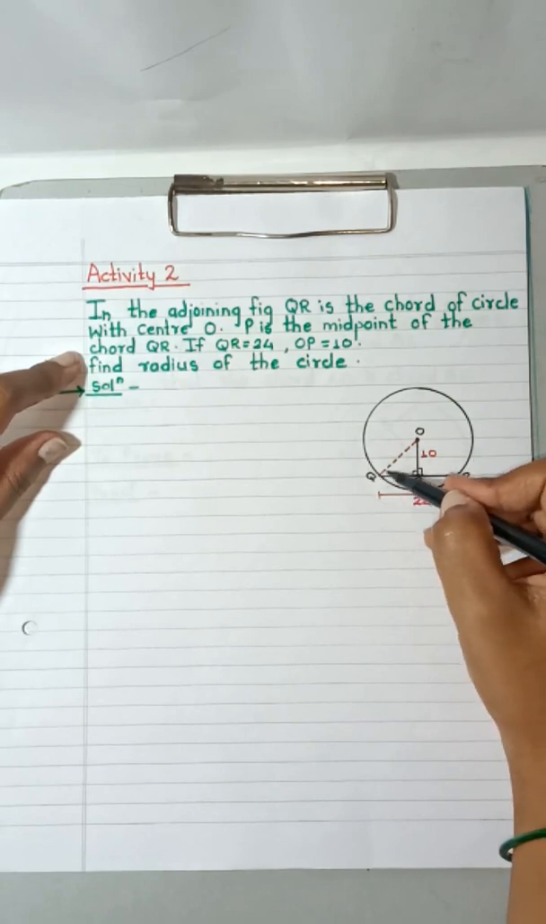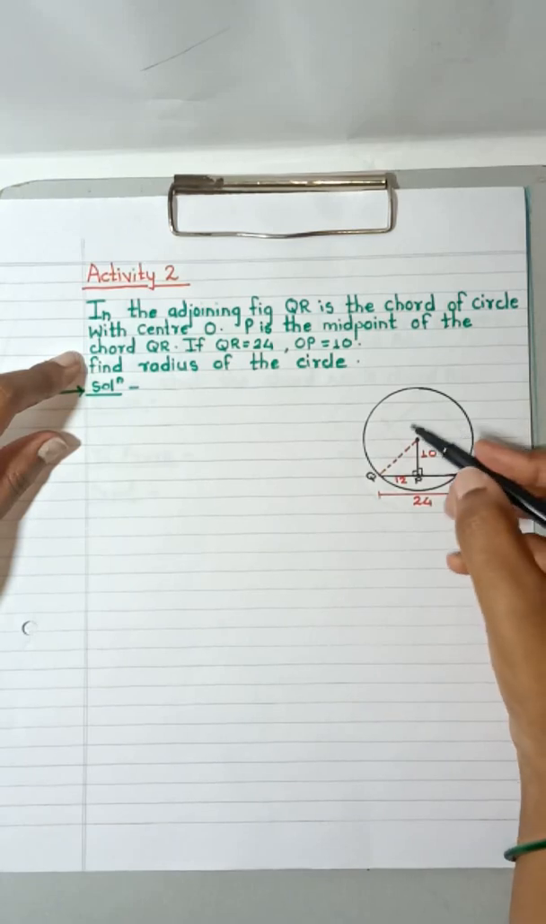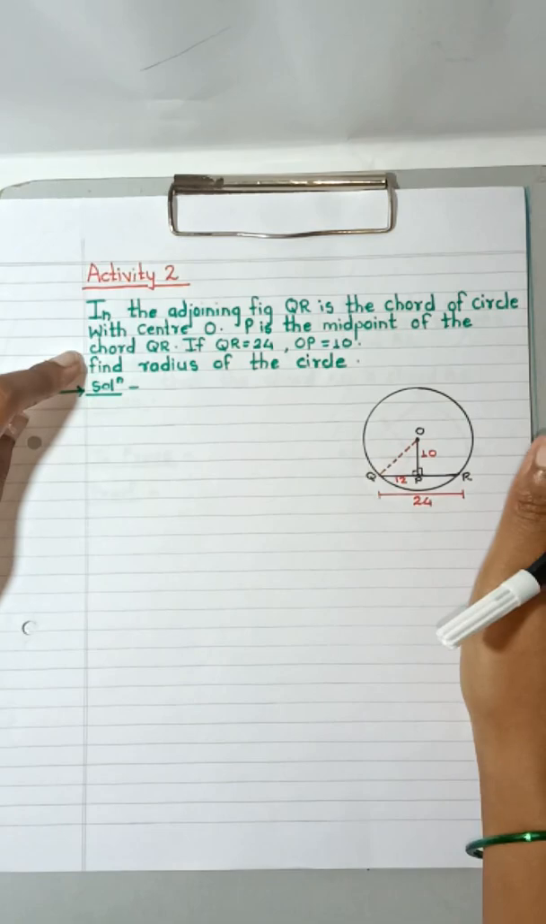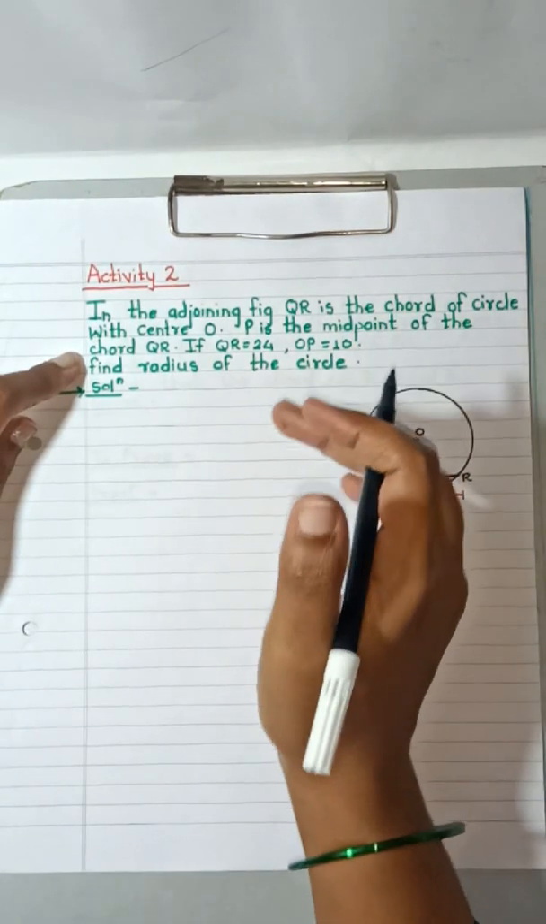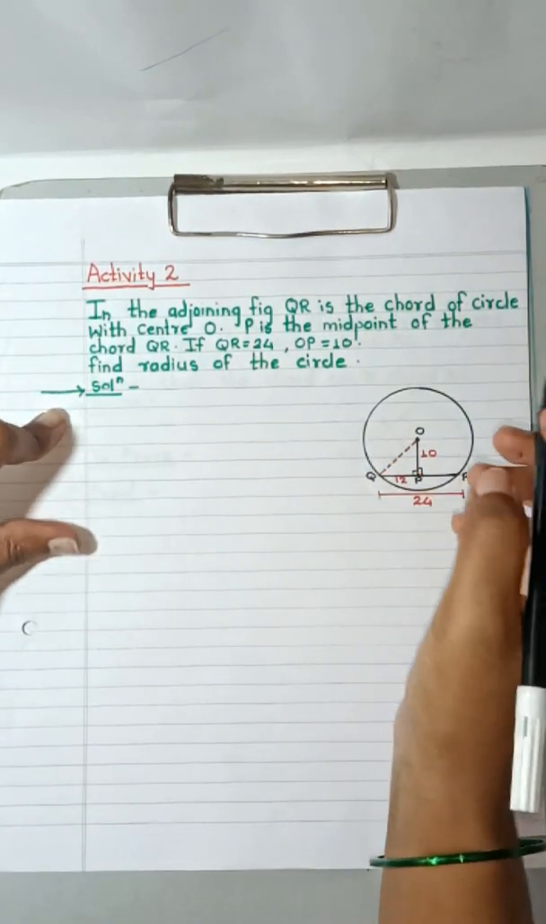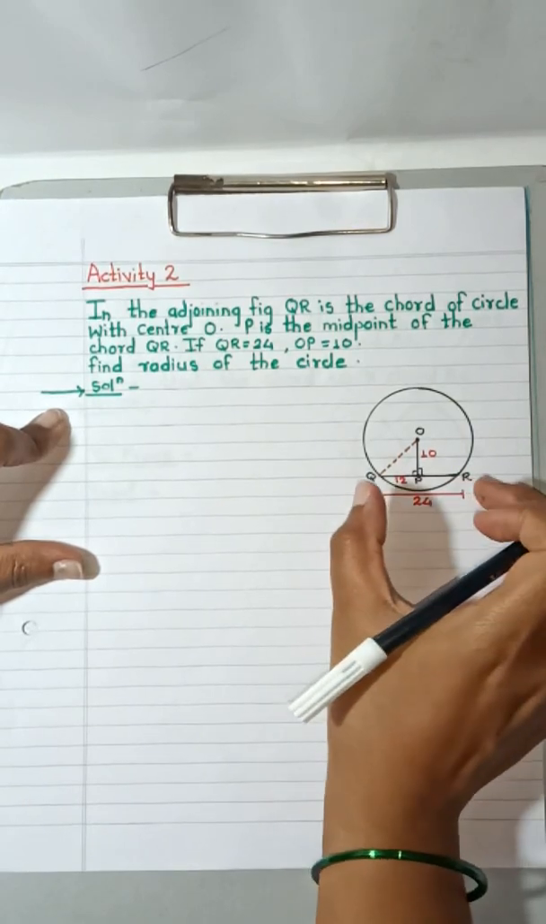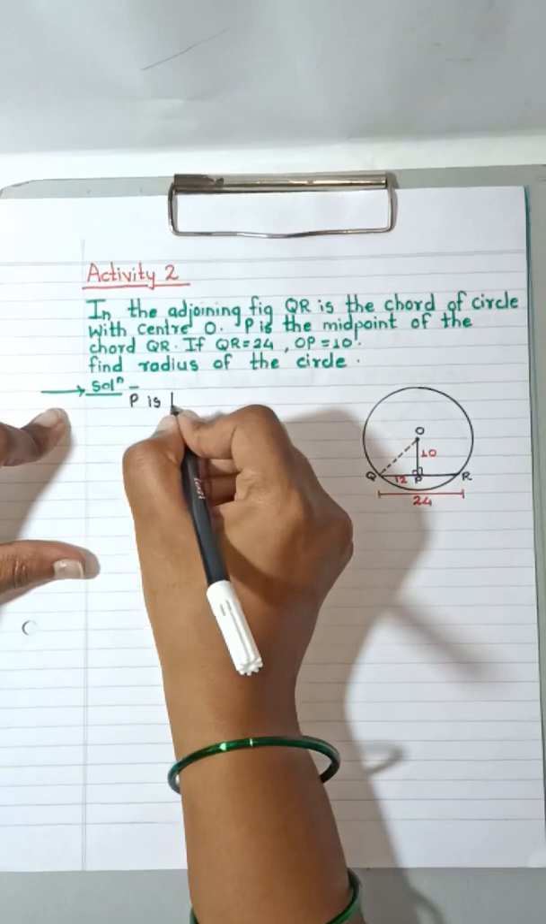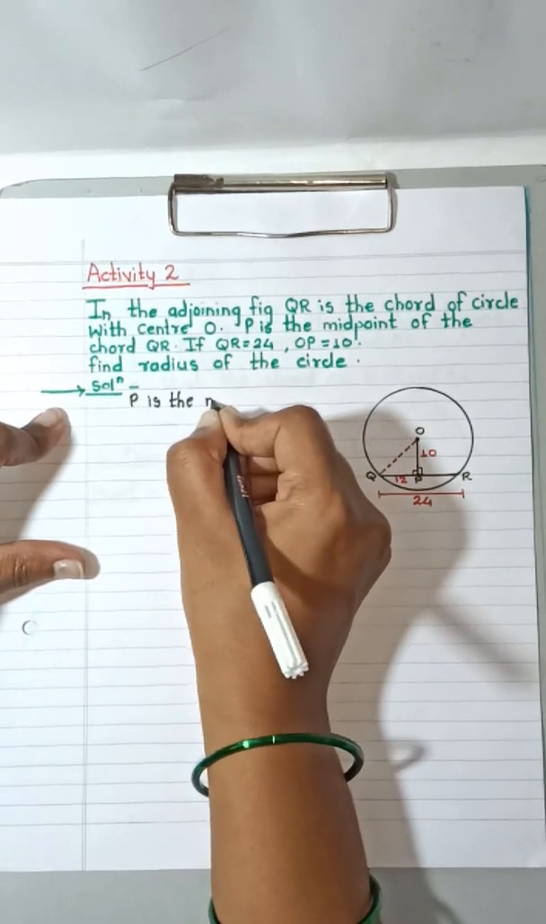Now what I have done here, this red part, these red dots show you that it is a part of construction. You may also write down that join point Q and O in the part of construction. Now we'll move on towards the solution. Okay children, now it is given that P is the midpoint of QR. Okay, so I'll write down here P is the midpoint.